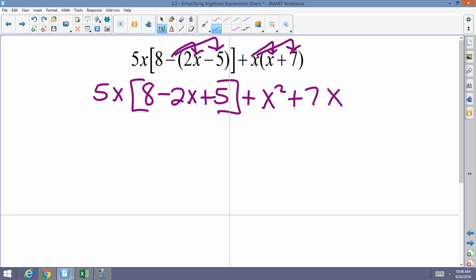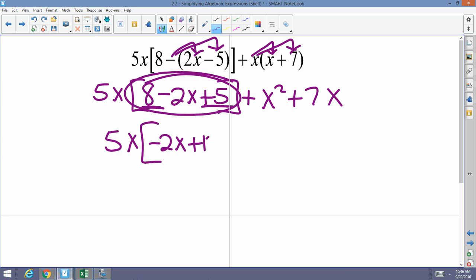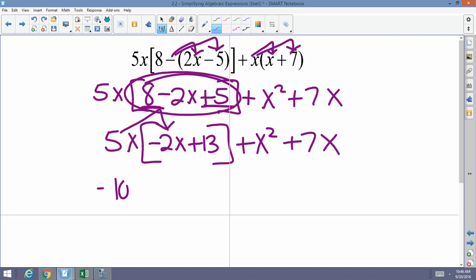Is everyone with me so far? If not, raise your hand and I will repeat. Okay. Now, again, we got to do inside the parentheses, order of operations. So 5x times 8 plus 5 is 13. So negative 2x plus 13 plus x squared plus 7x. Is everyone with me, gentlemen? Yes, sir, my brother. Okay, remember we have a video. Okay, thank you. So 5x times negative 2x is negative 10x. And then 5x times 13 is 65x plus x squared plus 7x.